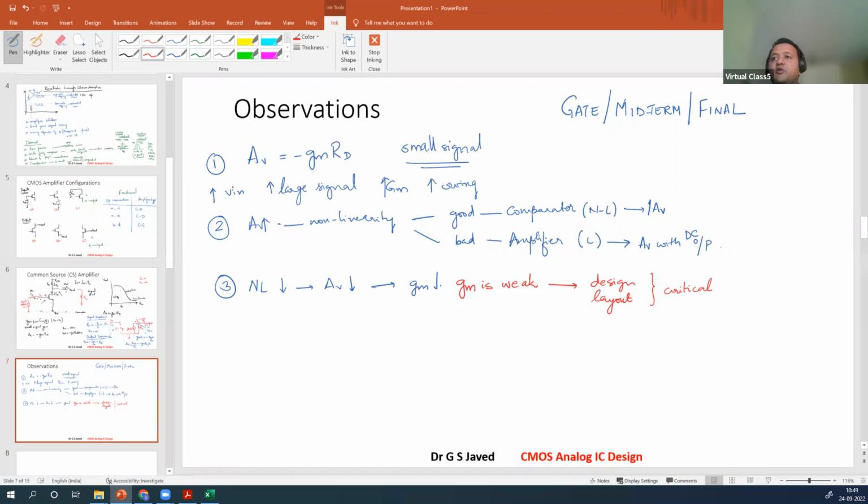Next, how can you increase the gain? Your gain can go up by making gm go up or RD go up. gm can go up if your W by L is up, right? Or by reducing the current, because the current comes in the numerator. Sorry, no, the current comes in the denominator, right? For gm.